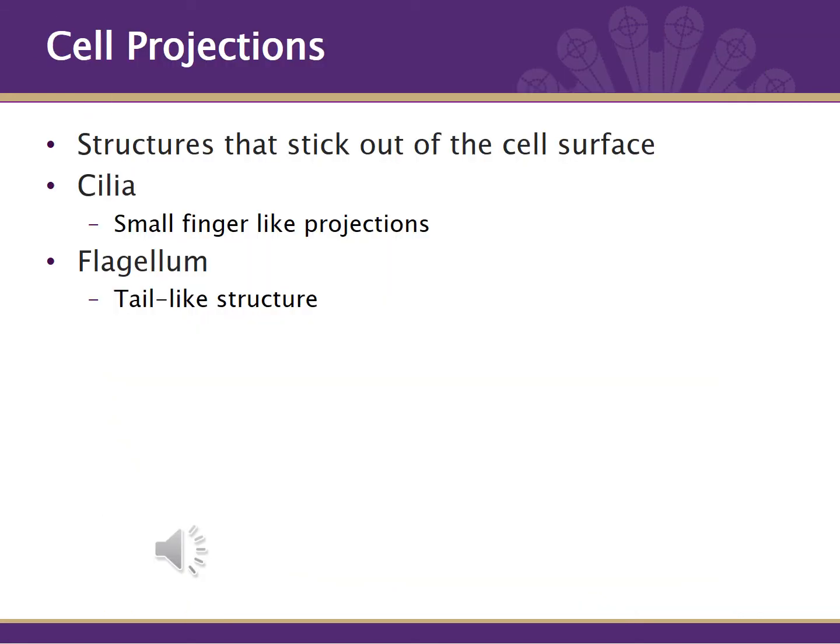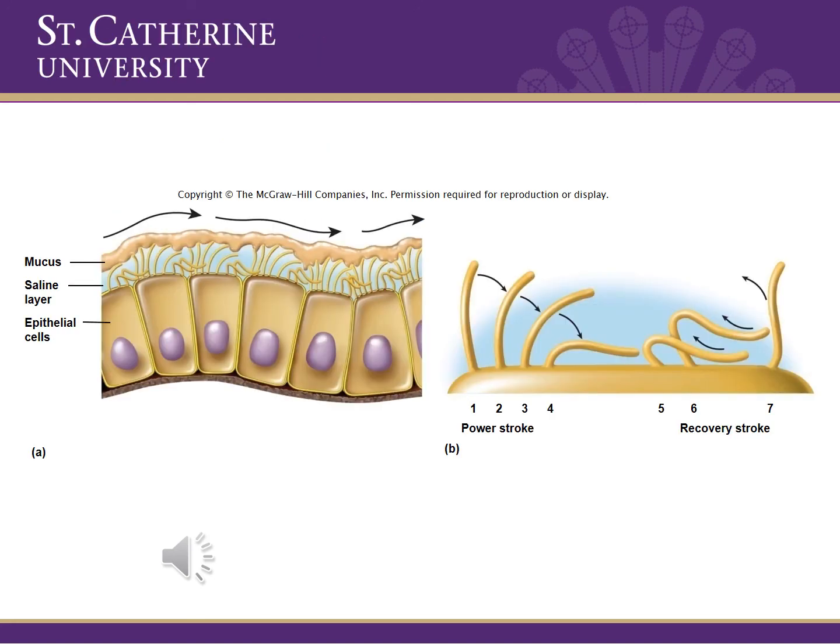Certain cells oftentimes have projections sticking up off the cell surface. Some common projections include cilia, which are small finger-like structures that always occur in large numbers. Cilia work together to move fluid from one place to another. Another example of a projection is the flagellum, often the tail of a sperm. A flagellum has the ability to move a sperm cell in a certain direction through fluid. This diagram shows how cilia work together to move mucus and any particles that may be trapped in that mucus in a certain direction.